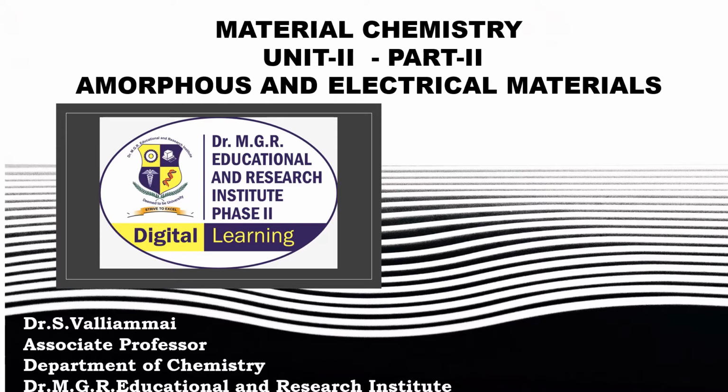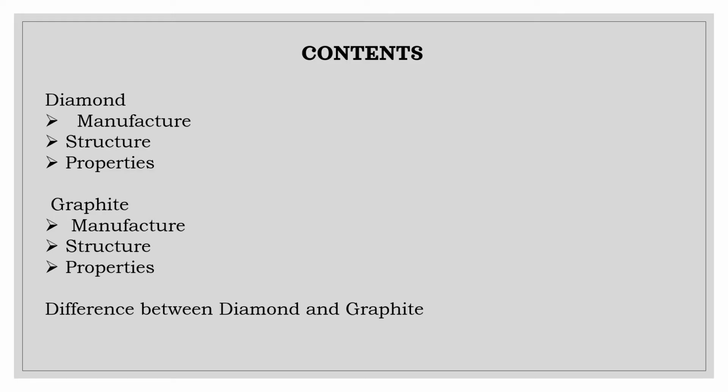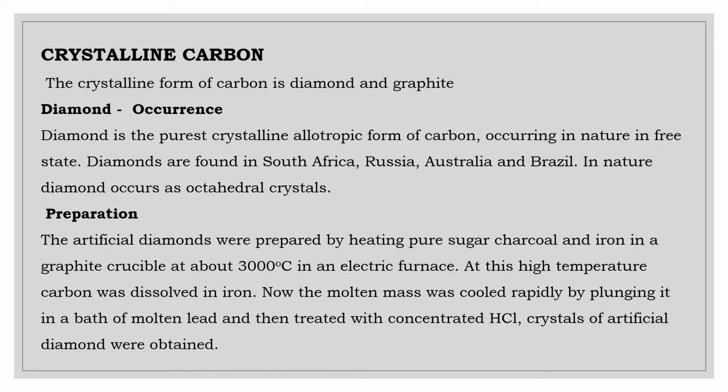See, in the previous slide of part 1, we explained about the amorphous nature of carbon. Now this is the continuation of that. In this, we are going to see about the crystalline structure of carbon. As I told you earlier, very good examples of the crystalline structure of carbon are diamond and graphite. Now we are going to see about the diamond and the graphite.